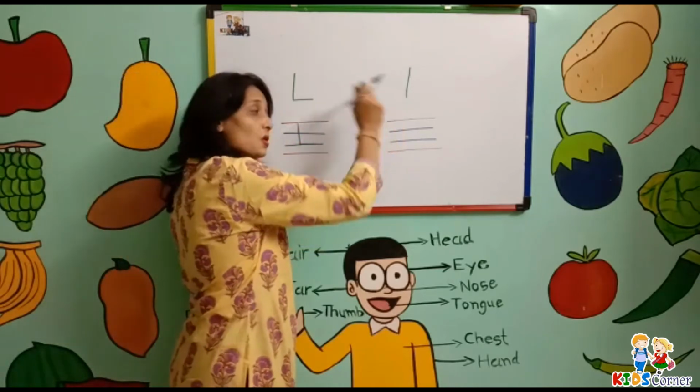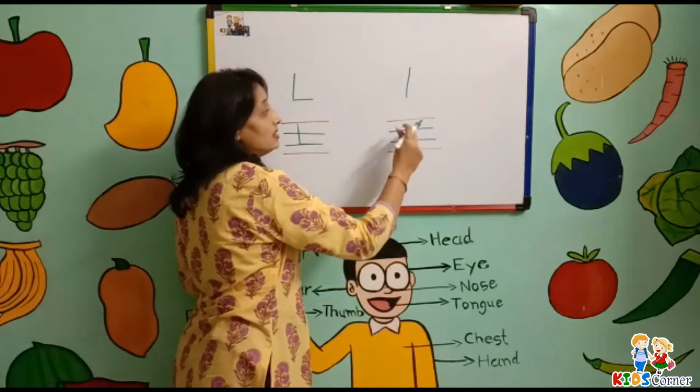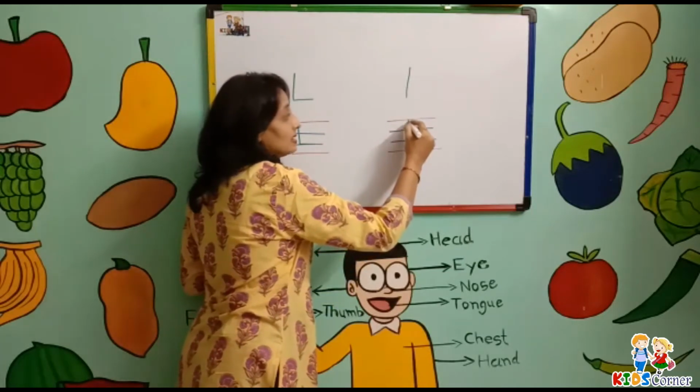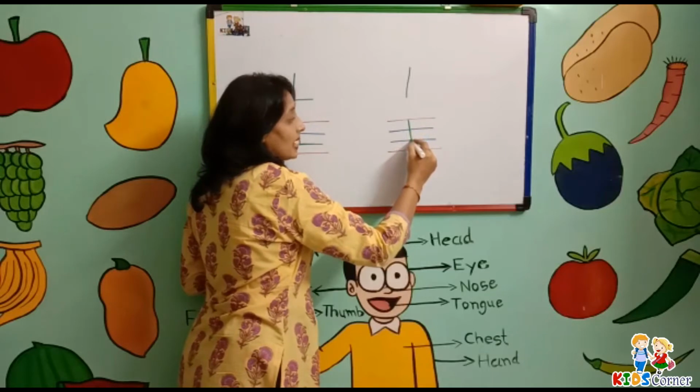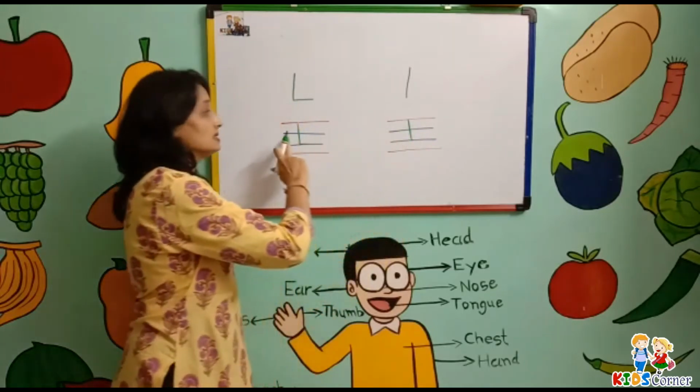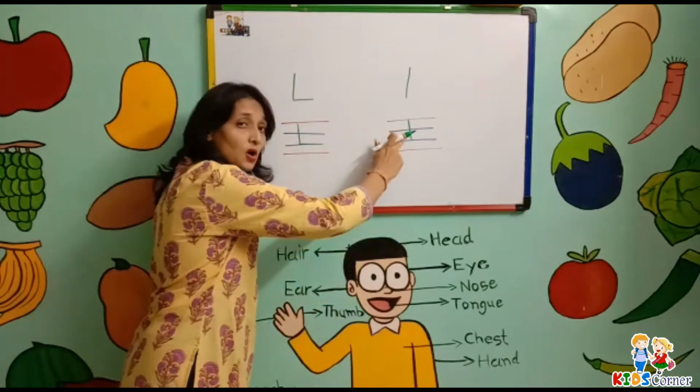And this is small l. Small l, we have to start from the red line. We will make a standing line from the red line to the blue line. This is capital L and this is small l.